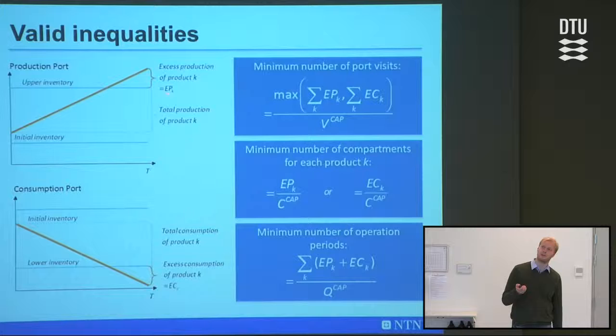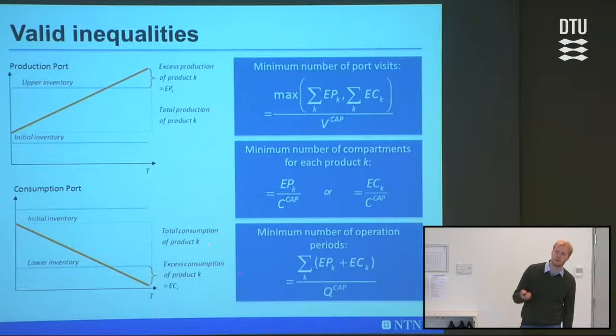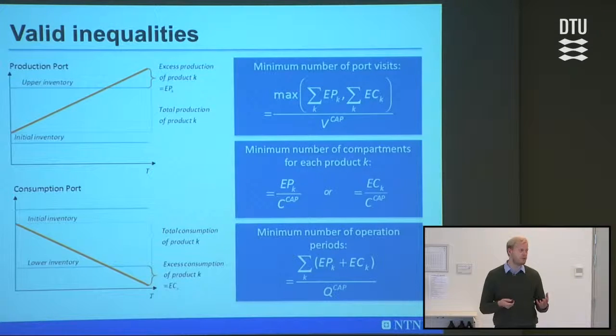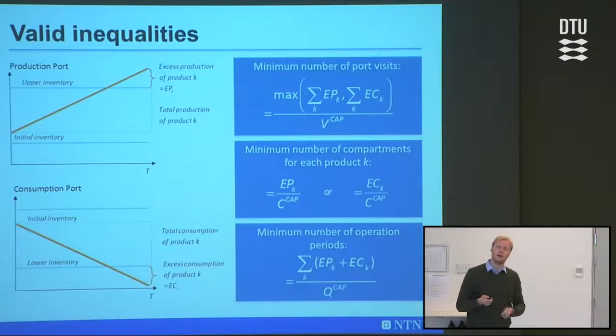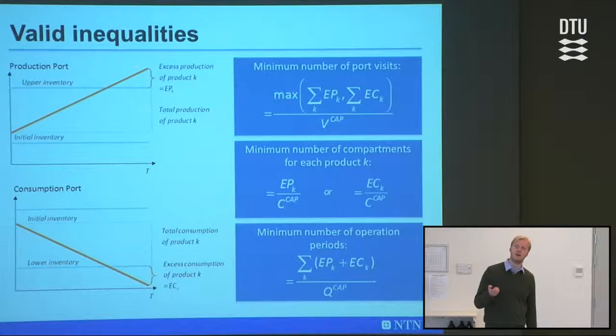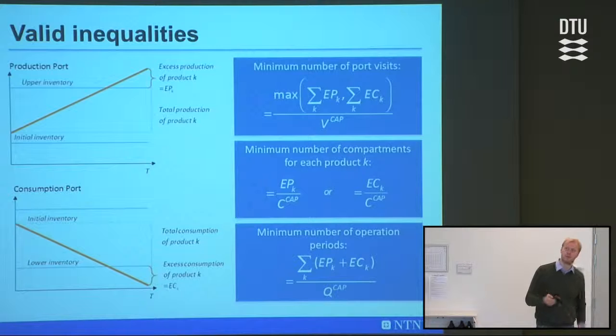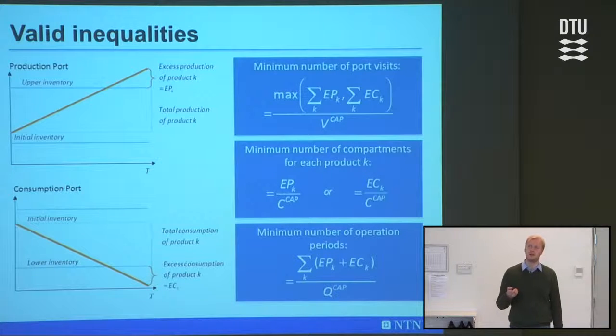So then we can define something that we call excess production of this product, and the same thing down here, excess consumption. So this is the least amount of this product that we have to remove or load from this port. If we load this much onto the ship, we will, at the end of the time horizon, reach the upper limit exactly. If we take more, then we will end up somewhere below. But this is the least amount that we have to pick up in this port.